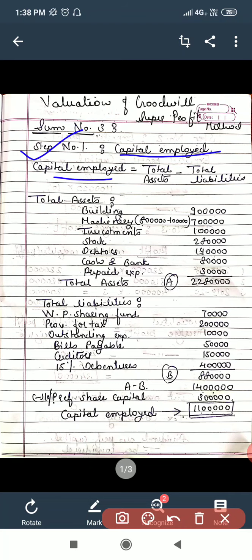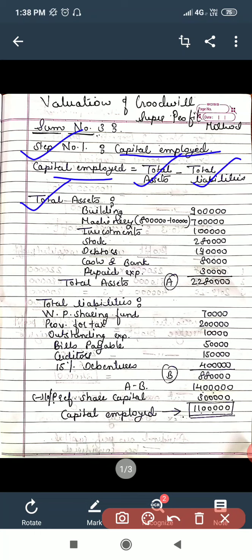Capital employed is equal to total assets minus total liabilities. Now let us first calculate the total assets. For calculation of the total assets, we will take into consideration the asset side of our balance sheet. One by one we will talk about every asset specified in our balance sheet. The very first asset, goodwill, we are not supposed to consider. Next, we have been given building at cost of rupees 7 lakhs.